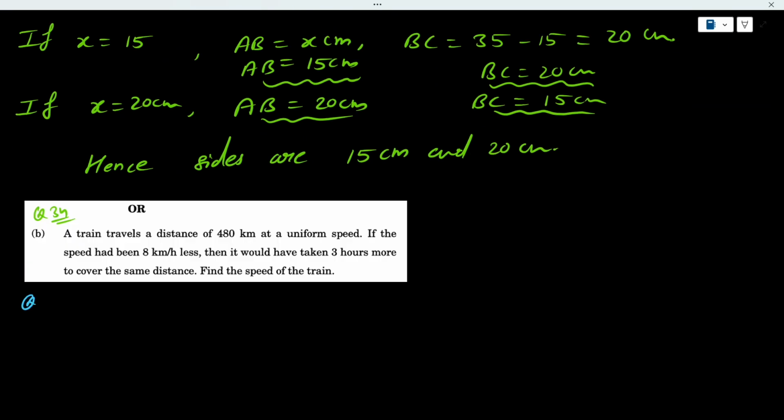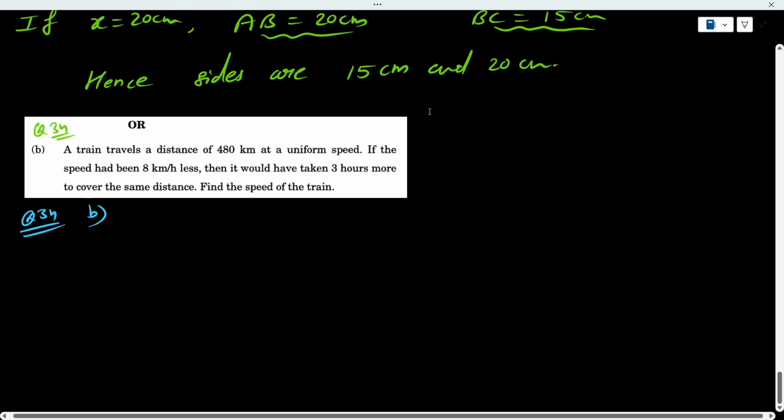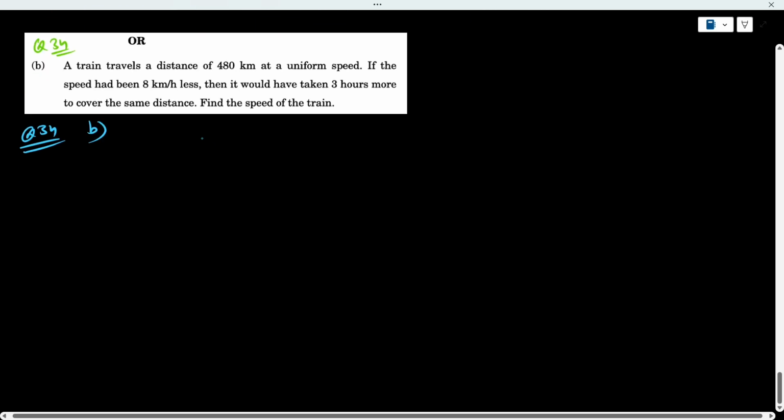So let us take question number 34 part B. What does it say here? A train travels a distance of 480 km at uniform speed. If the speed had been 8 km per hour less, then it would take 3 more hours to cover the same distance. Find the speed of the train. Now there is one unknown value, so you know that it will be a quadratic equation. You need to frame the quadratic equation.